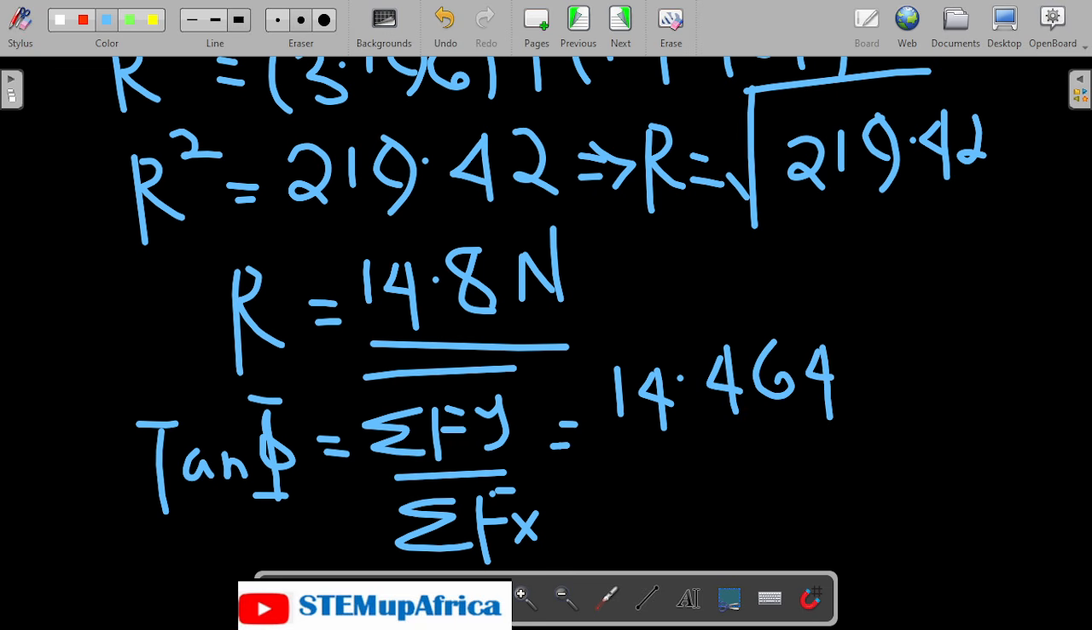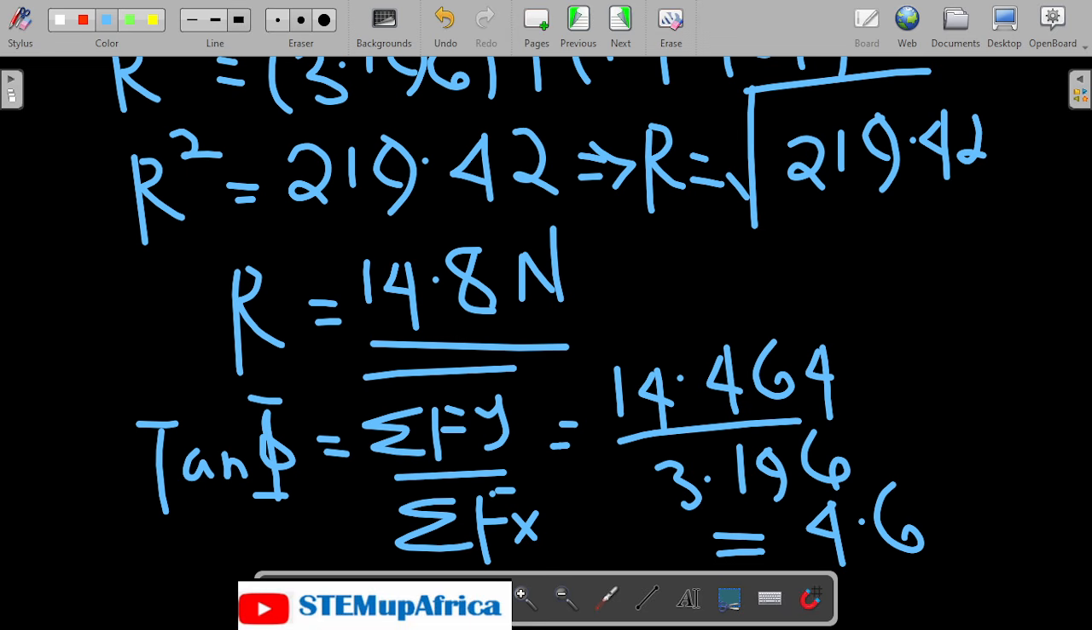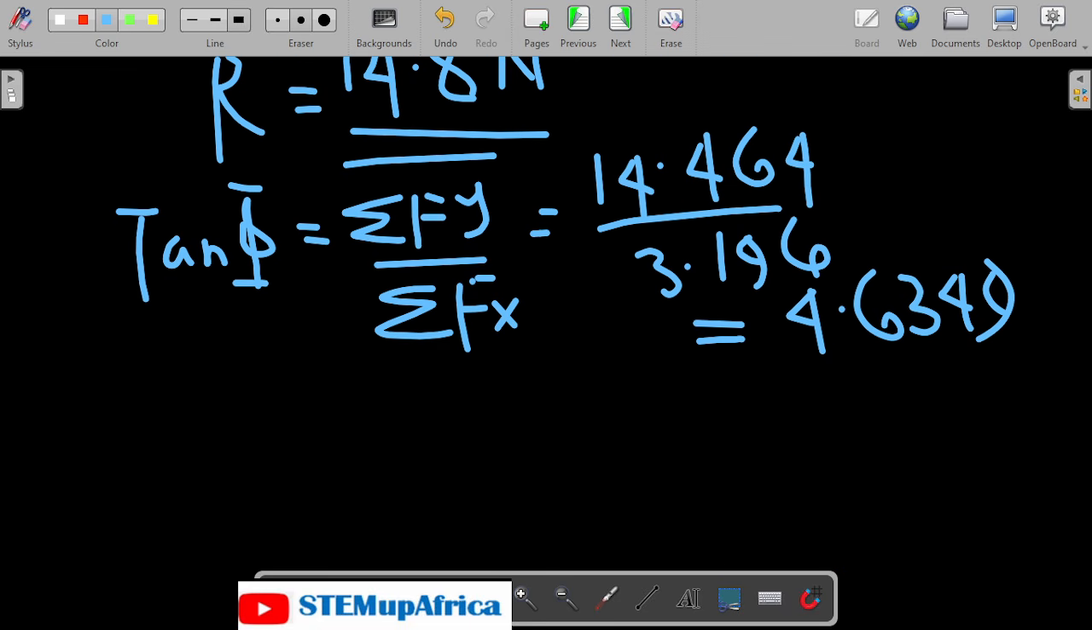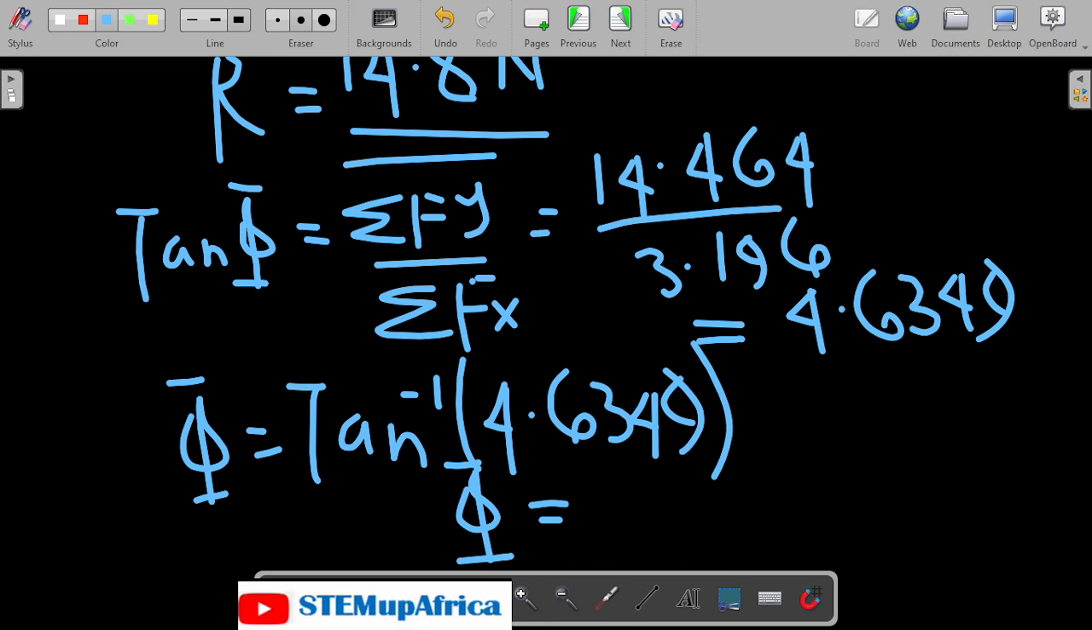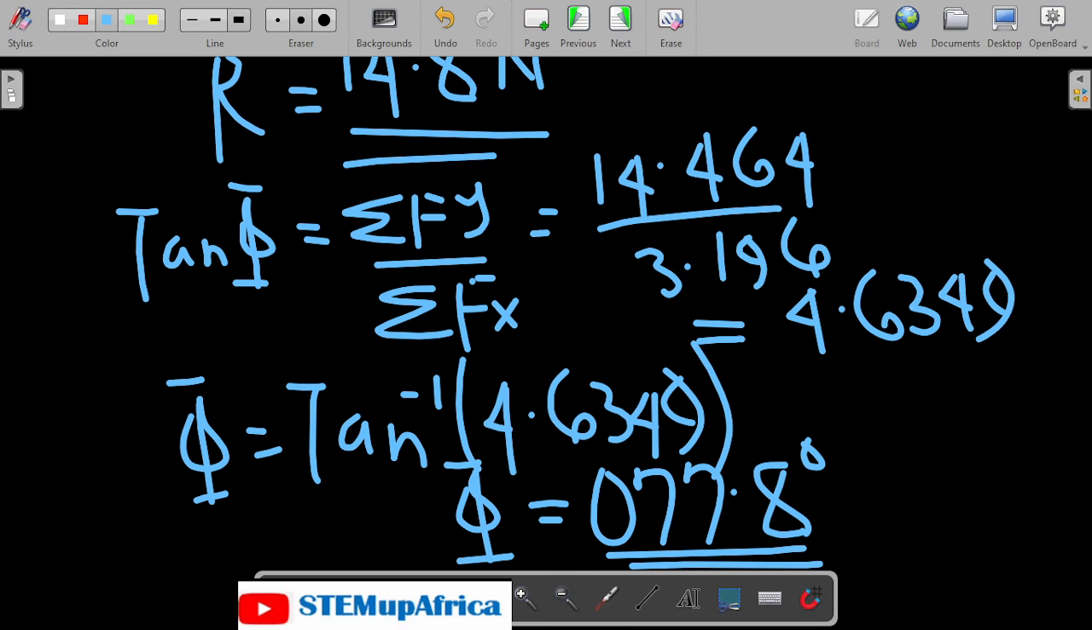14.464 divided by 3.196. That will give us 4.6349. So what is our phi now? Our phi now is tan inverse of 4.6349. Our phi is equal to what? If I press my calculator from here, it's going to give me 77.8 degrees. That's the direction of the horizontal force.